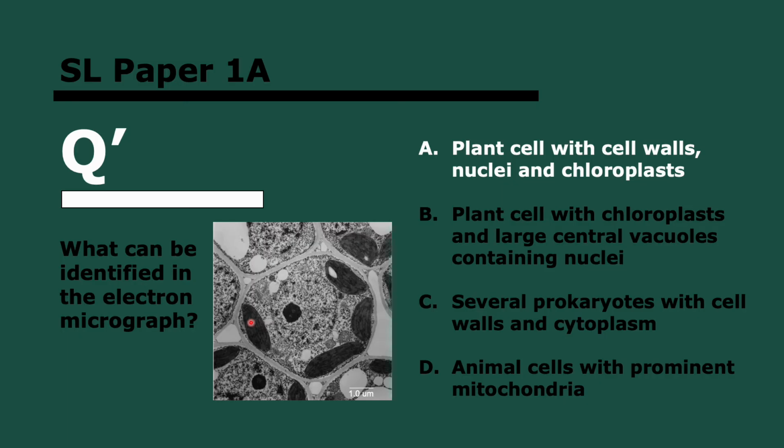And then a plant cell, you have to read the answers, but B makes no sense. Why? Because it says large central vacuoles containing nuclei. Now, vacuoles are an organelle themselves. They don't contain a nucleus. The cells contain a nucleus, right? So B just makes no sense. Therefore, the answer is A. It's a plant cell with cell walls that you can see here, a nucleus that you can see here, and then chloroplasts, and that's what you can see here. So hopefully that's all good.